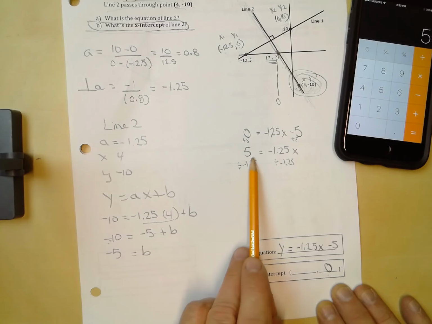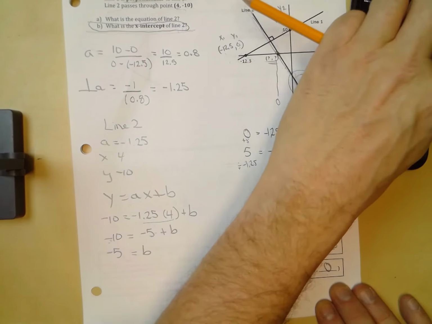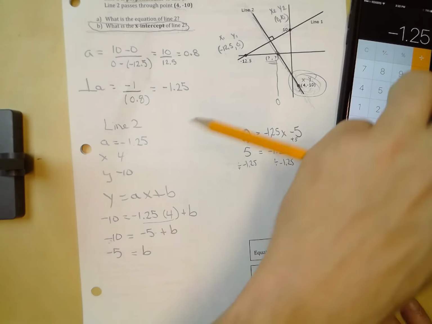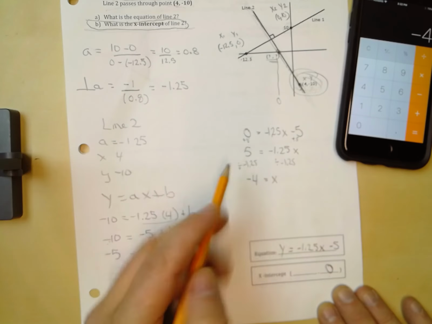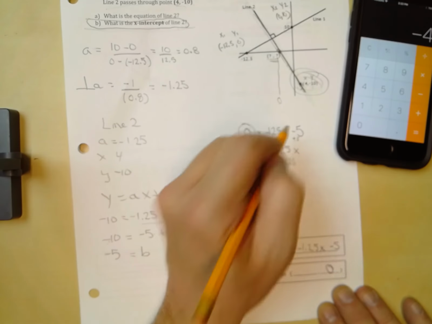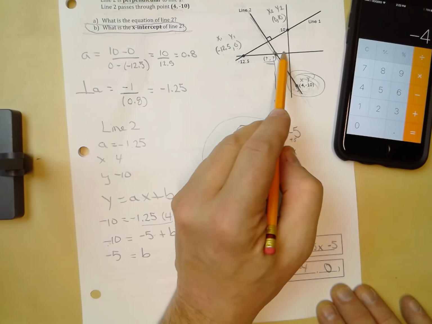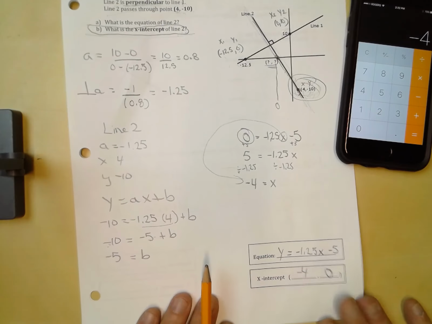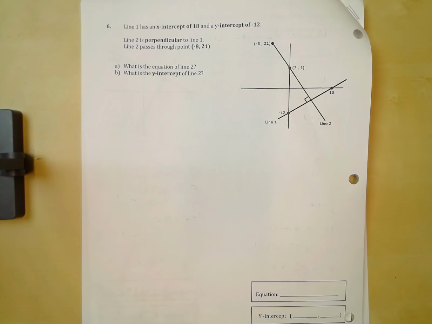So I had a positive 5 here, and I'm going to divide it by that negative 1.25, which equals negative 4. So when my y is 0, my x became a negative 4. That makes sense, right? It looks like it's about negative 4. And you're done. And that's, guys, as hard as perpendicular lines get. One more to go, which we'll take a look at in a second.